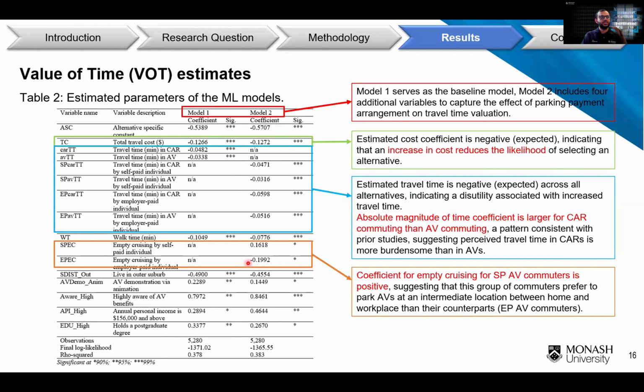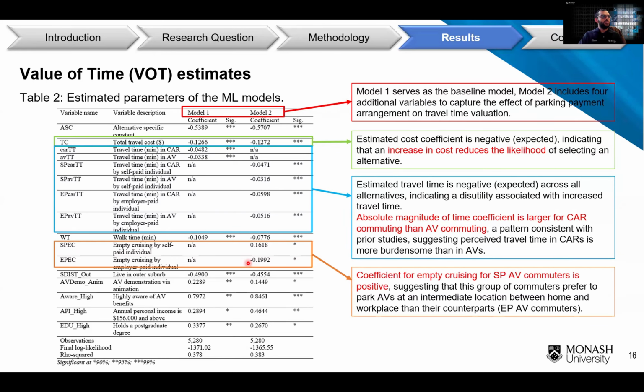But in contrast, the self-paid commuters can actually escape paying the high cost of the CBD, and they are more willing to send their car either back to their home or in between their home and offices for zero parking cost or reduced parking cost.